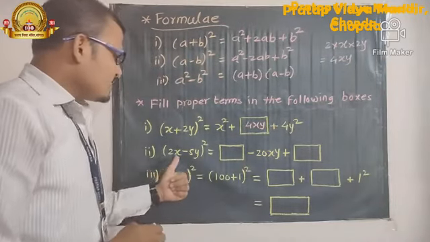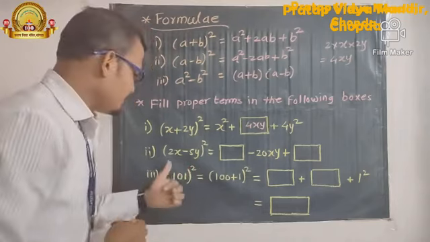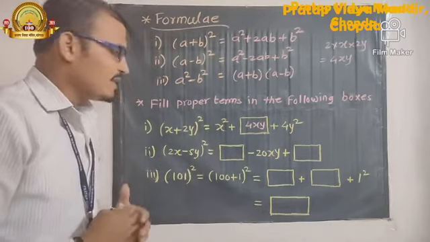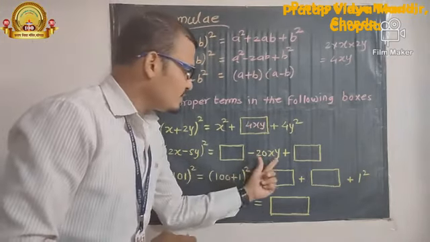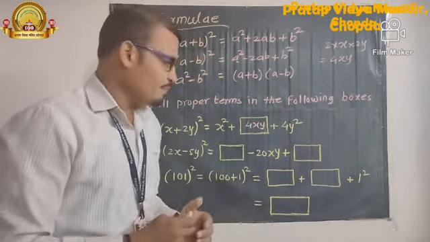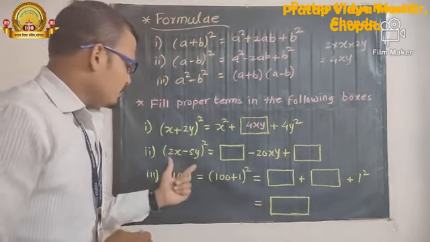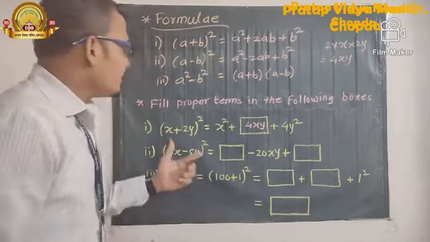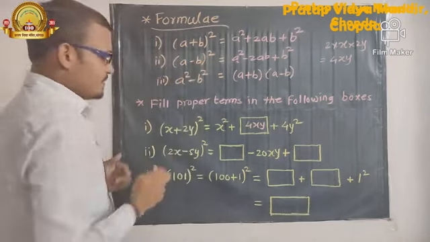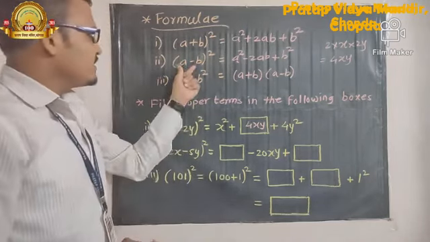Now similarly, the second activity is (2x - 5y)². Here the middle term is given and the first and last terms are missing, and it is very simple. Which formula is applicable here? The second formula, (a - b)². So let us apply this formula.